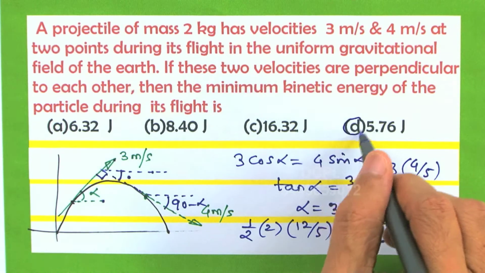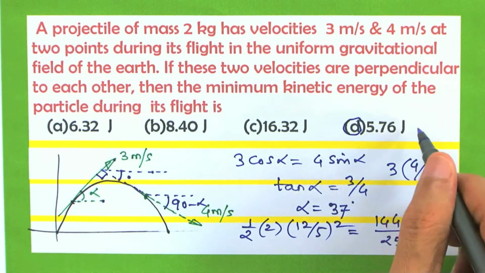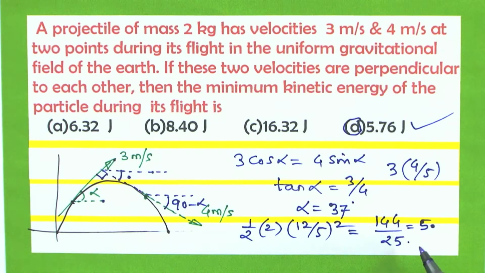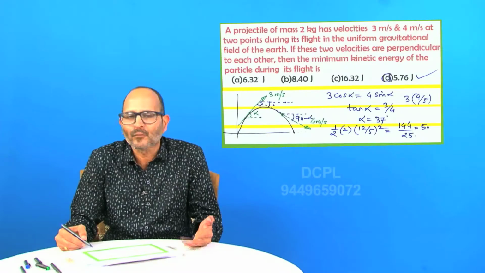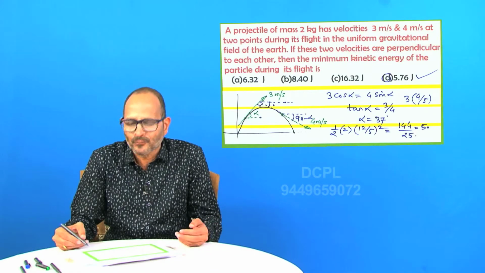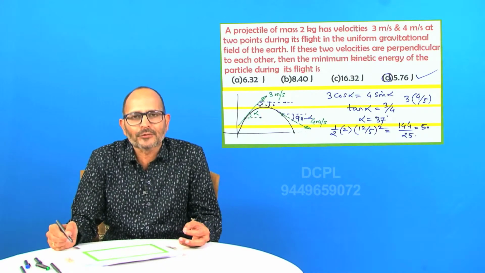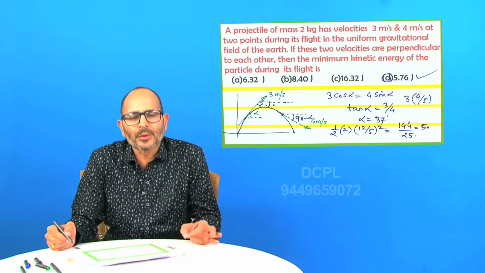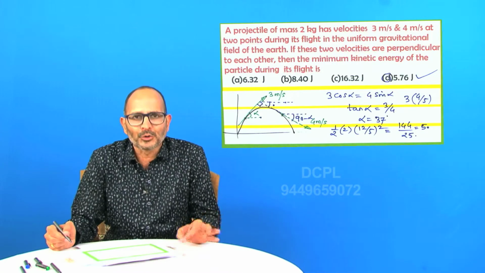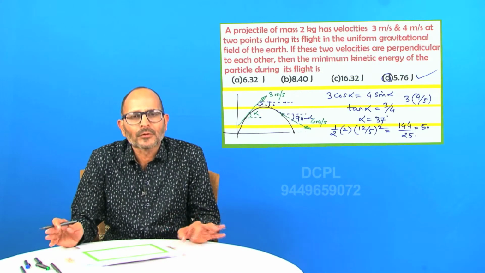So, D option is perfectly correct. So, this is the right answer. Of course, I did not go for dividing it completely here, but you can always cross check and verify, but it should be 5.76 joules. So, this is the minimum kinetic energy associated with the particle when it is at the highest point.